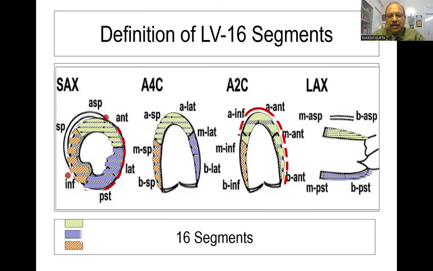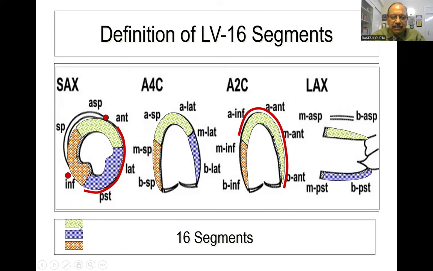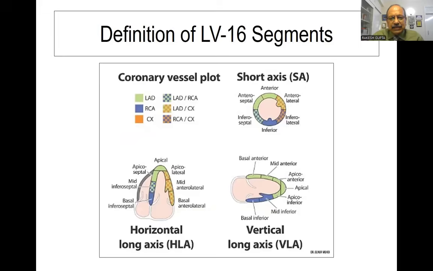So here's a complete picture. We talk of LAD, which is seen in this picture. All this is supplied by LAD. Mid and basal posterior, mid and basal lateral wall, circumflex. Then mid and basal septum, mid and basal inferior wall, it's always RCA.